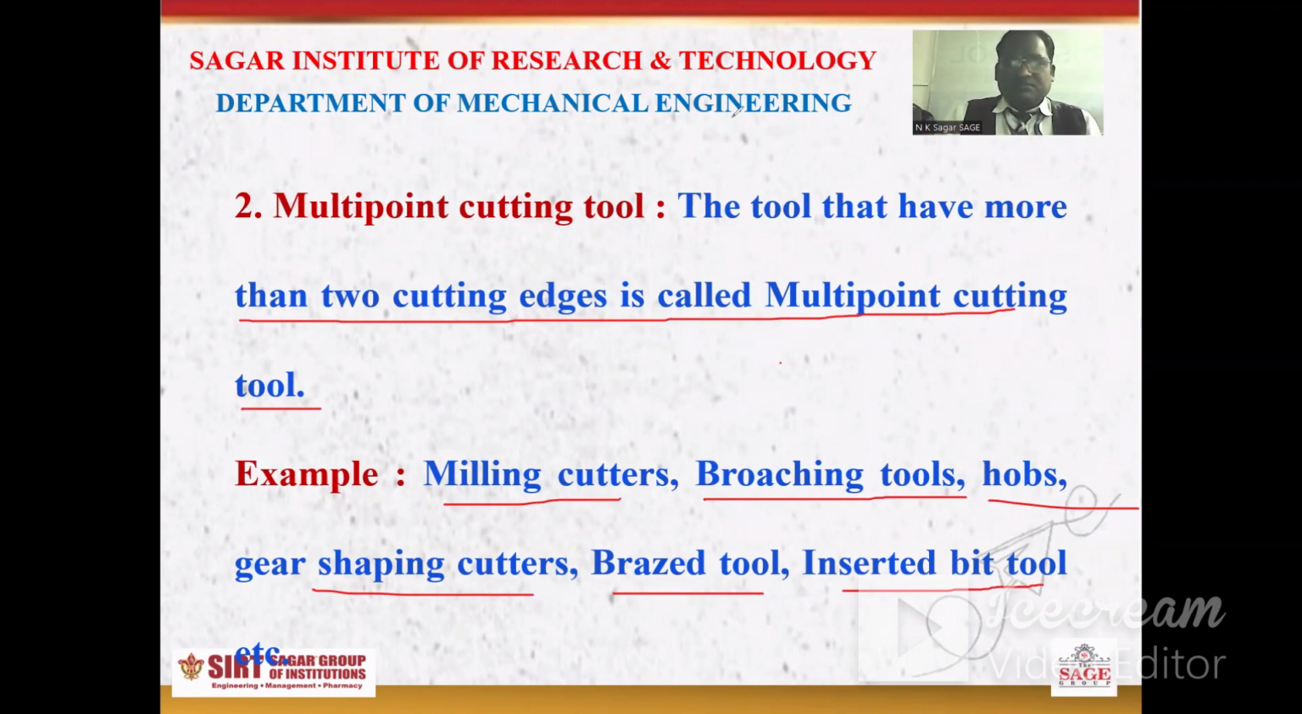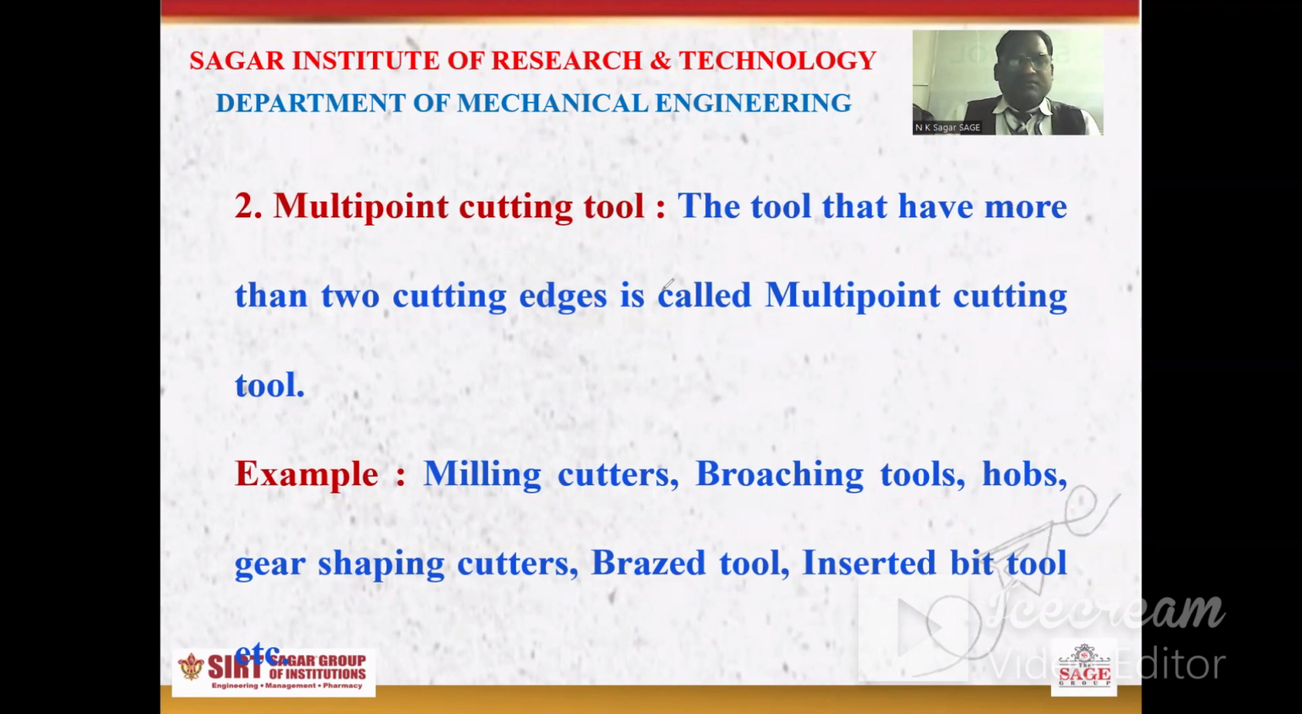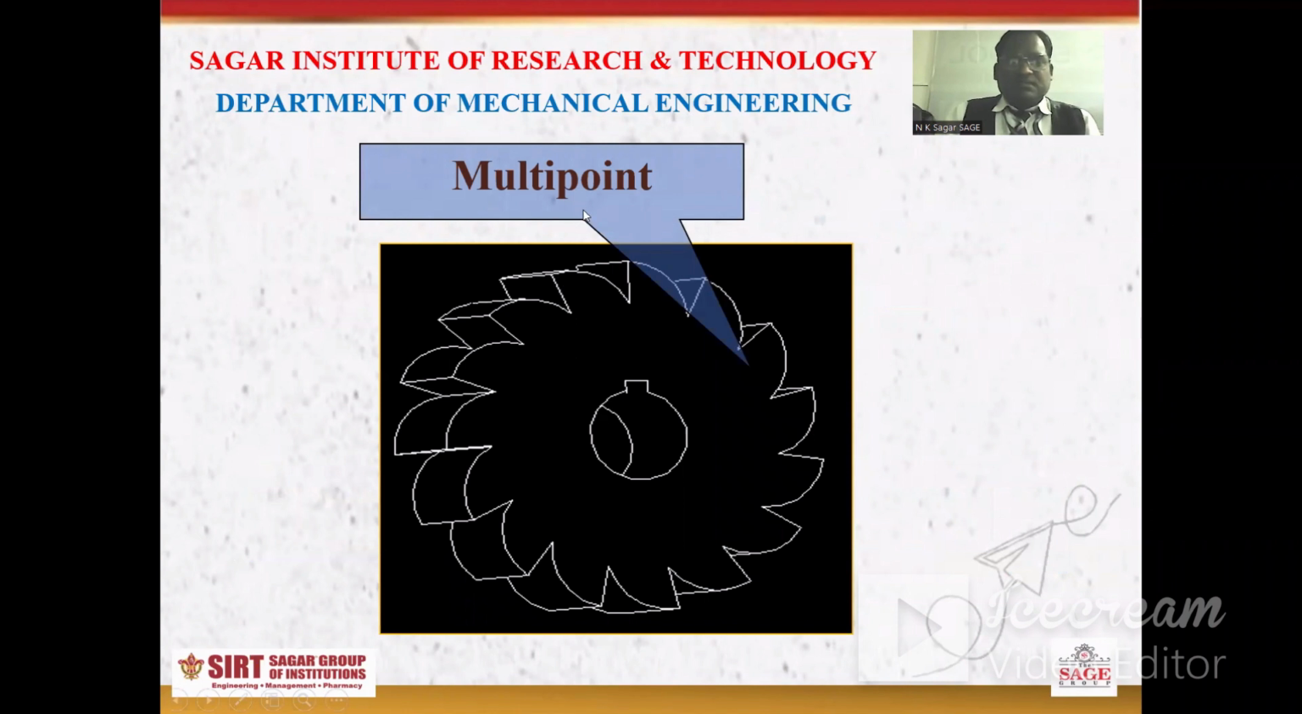These all are known as multi-point cutting tools. This is the diagram of a multi-point cutting tool. The tool that has more than two cutting edges is known as a multi-point cutting tool. So this is a cutter in which there are a number of cutting edges, and all the cutting edges will be responsible for removal of material from the workpiece during the particular operation, so that the workpiece can get the proper shape and size.